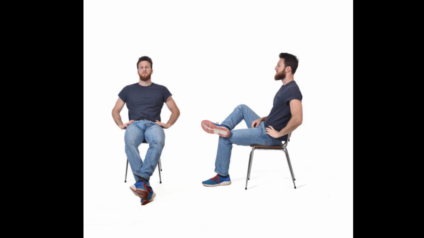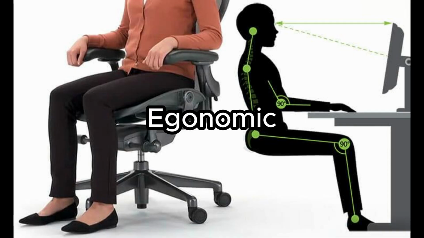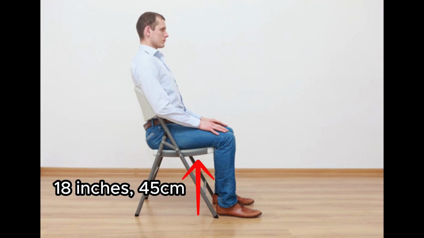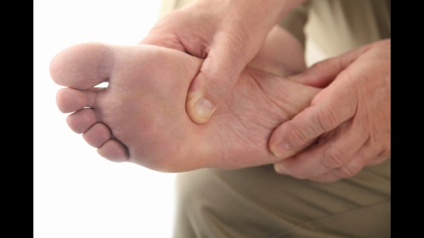A chair's job isn't just to support weight, it also needs to fit the human body. That's where ergonomics comes in. Seat height. Ideally, the seat height is about 18 inches, 45 cm, allowing a person's feet to rest flat on the ground with knees at a 90-degree angle. If the seat is too high, it reduces blood circulation to the legs.